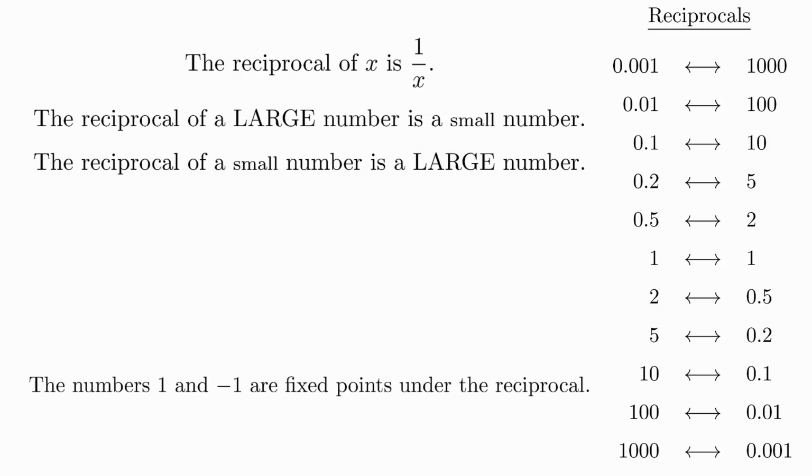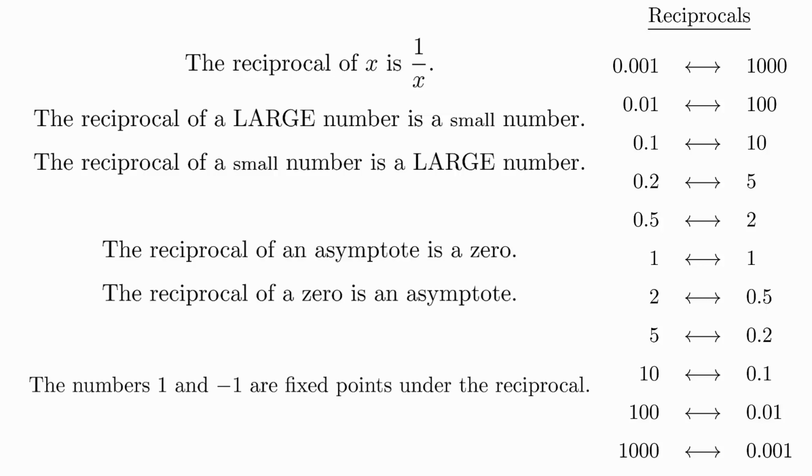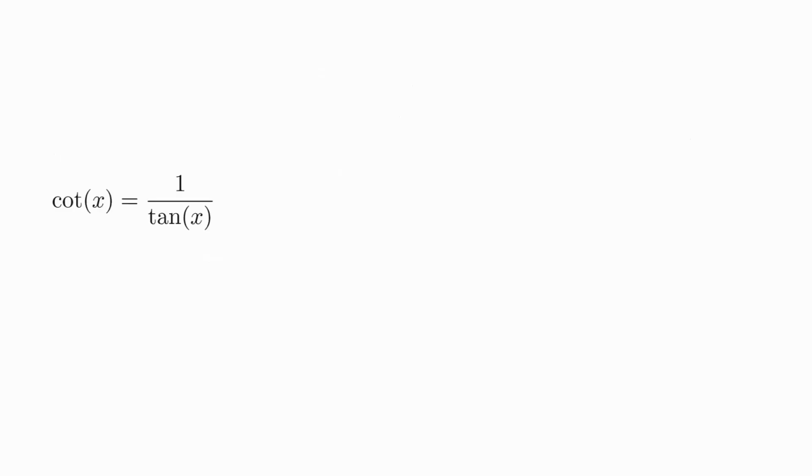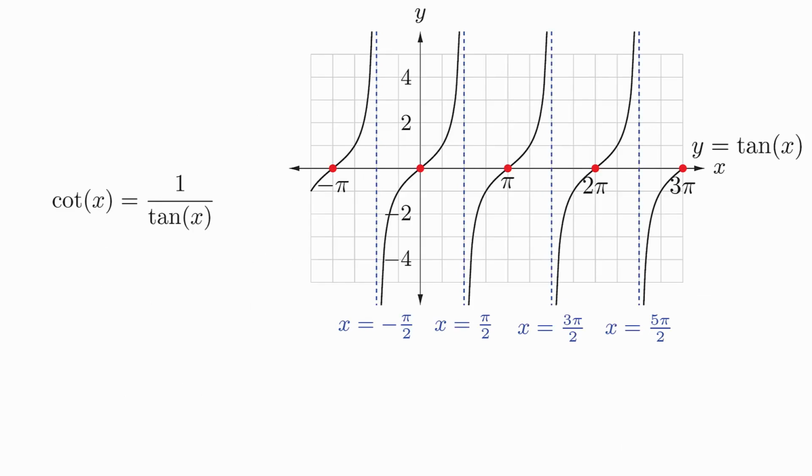When it comes to graphing reciprocal functions, we have another property to add that is just an extension of this. If f of x has a 0 at some point, then the reciprocal function has an asymptote there. And if f of x has an asymptote, then the reciprocal has a 0. With these ideas in mind, we can now graph the reciprocal functions. The cotangent function is the reciprocal of the tangent function, so we will start with the tangent function.